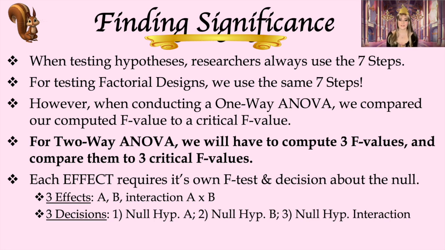about these hypotheses. So I'm going to have a null hypothesis for the first independent variable, the main effect of variable A, which was the size of portion. Then I'm going to have a separate null hypothesis for the main effect of variable B, which was the type of food. And then lastly, I'm going to have a null hypothesis for the interaction of the 2 variables. So I have 3 different effects, 3 different F computed values, 3 F critical values, ultimately to lead to 3 different decisions about the null.